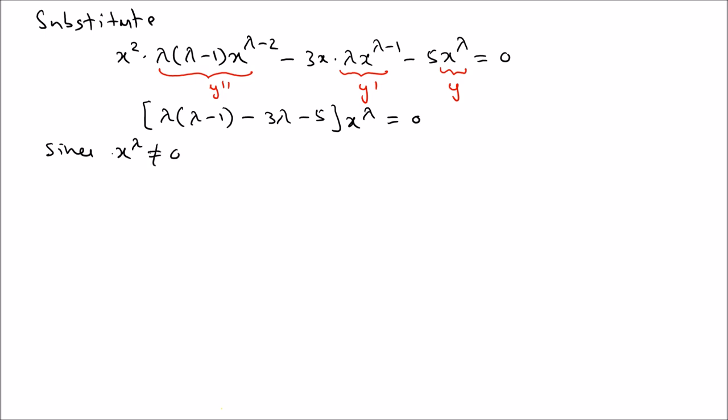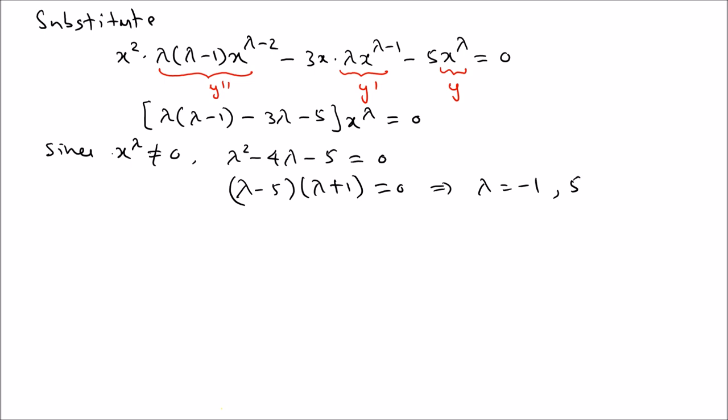because x is not equal to 0. So the only thing that can happen is that whatever is inside the bracket has to be 0. If you simplify that, you get lambda squared minus 4 lambda minus 5 equals 0. This is very easy to solve. Looking at the factors, lambda minus 5 and lambda plus 1 are the factors, so lambda equals minus 1 and 5.